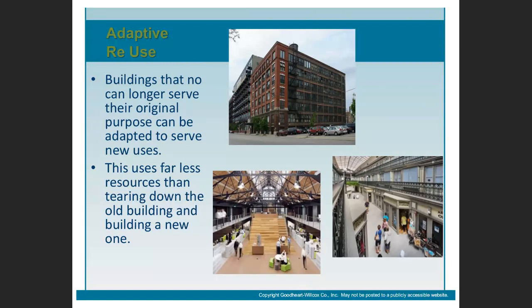Another possible way that we can reduce the materials use for building is what's called adaptive reuse. If there's a building that no longer serves or is no longer used for its original purpose, it can be adapted to serve new uses, right? This is far more efficient, uses far fewer resources than tearing down something and building something brand new, right?